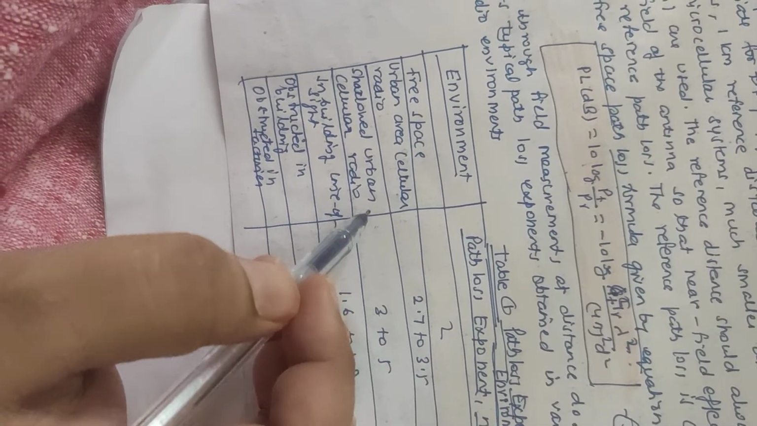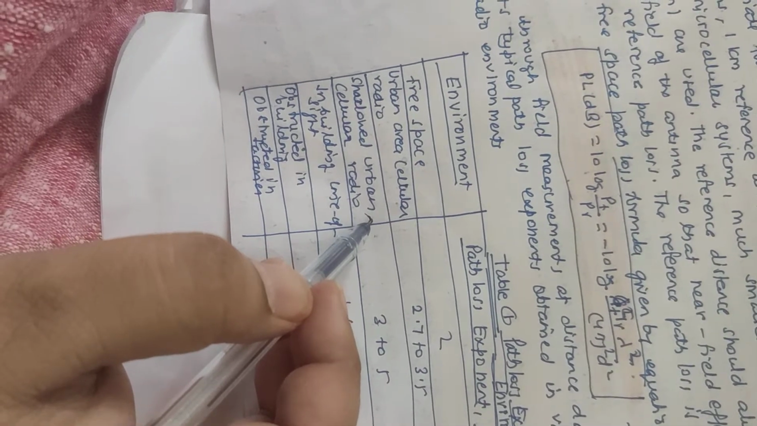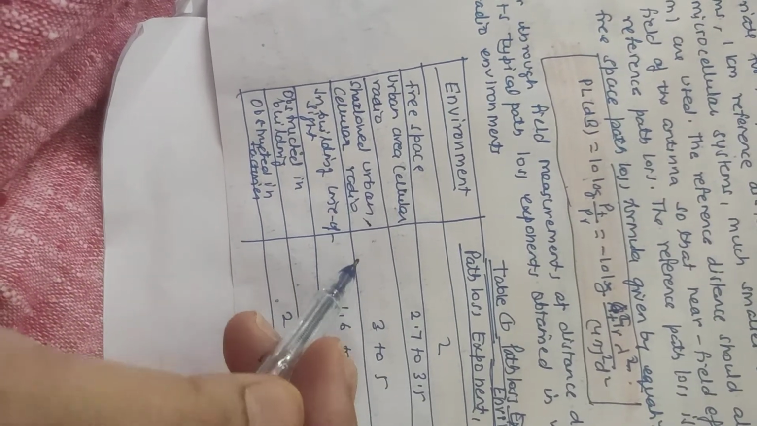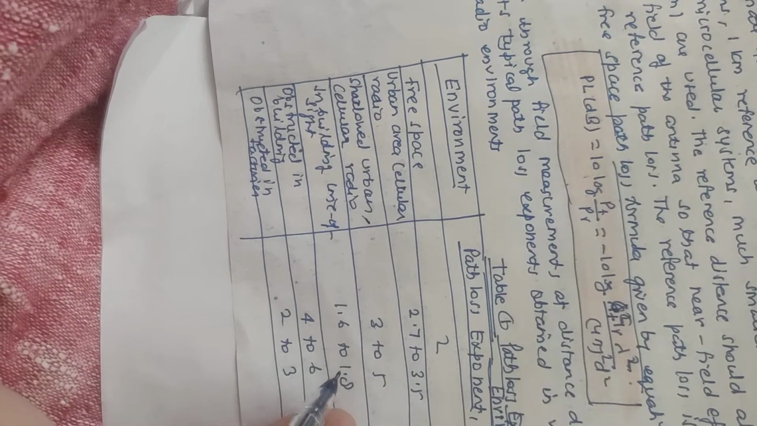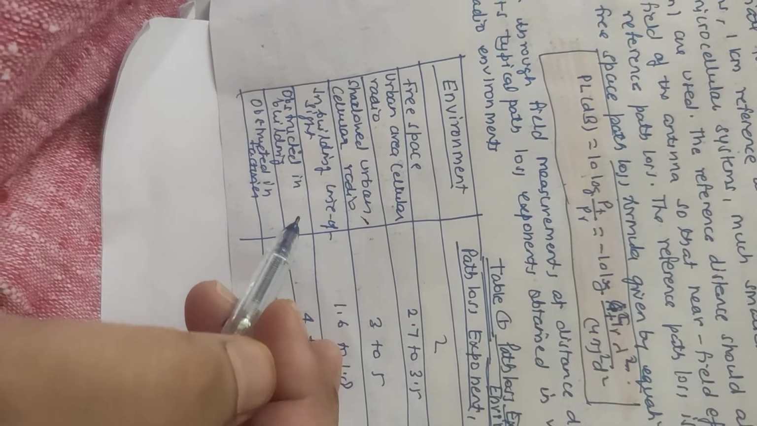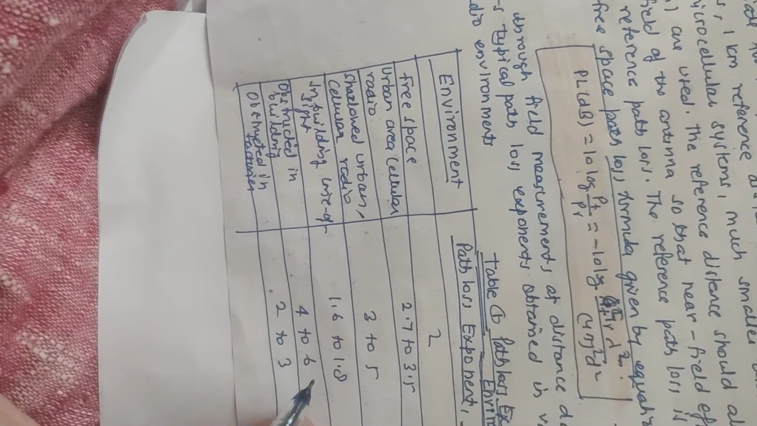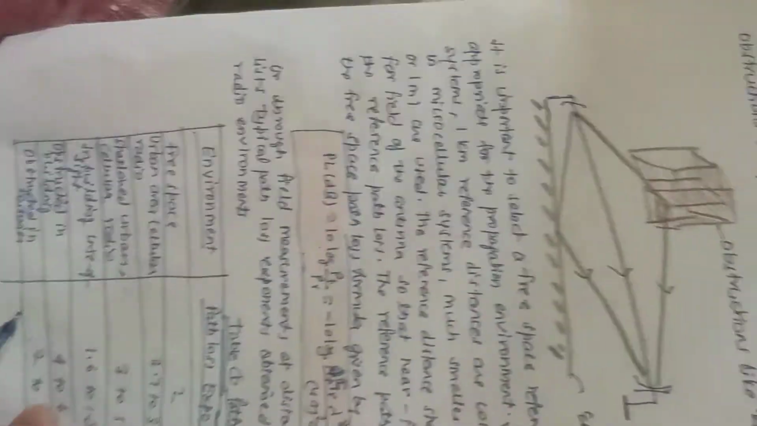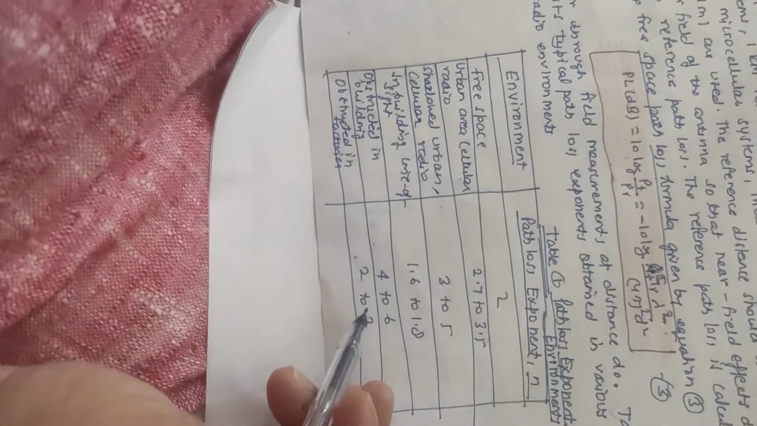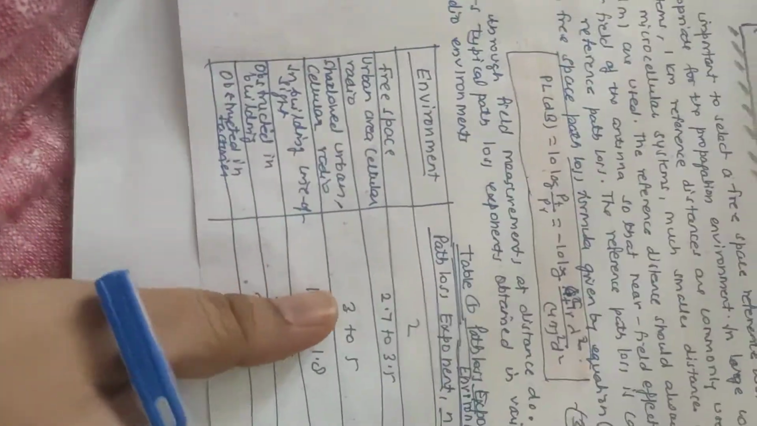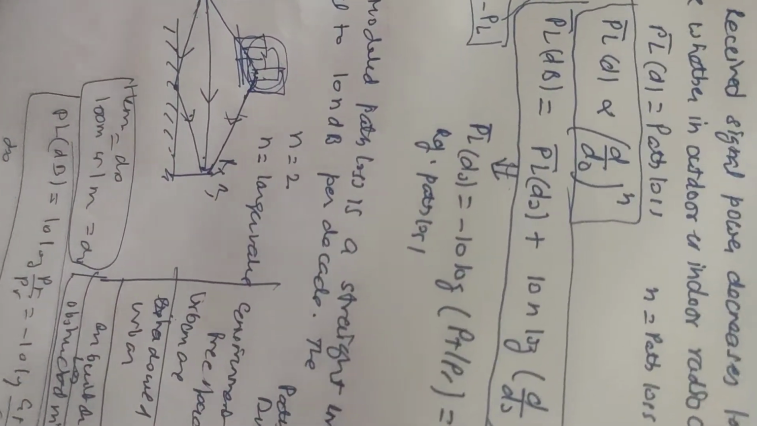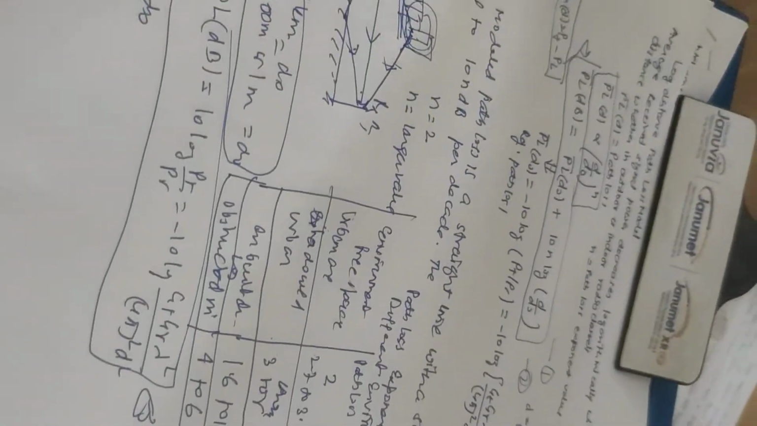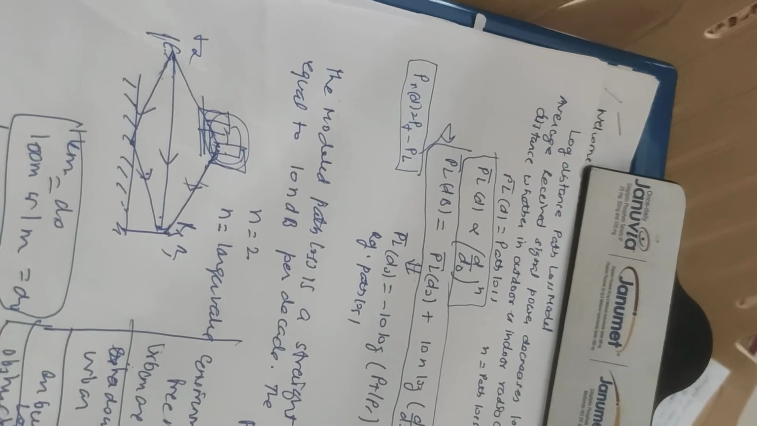For the shadowed urban cellular radio, it's 3 to 5, and in building line of sight it is 1.6 to 1.8, and the obstructed building comes to 4 to 6, and the obstructed in factories it's 2 to 3. So this is the log distance path loss model in practical link budget using the path loss models.